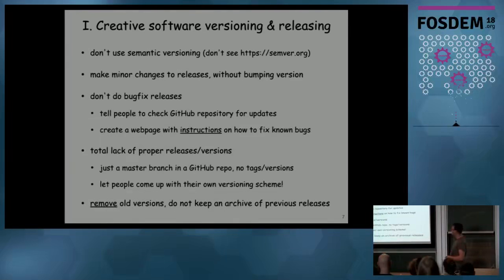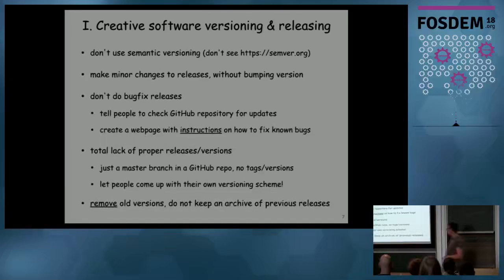Don't do any bug fix releases, so just have a release and tell people there's a GitHub repository that has all the bug fix releases. Just pull them from there and apply the patch, whatever you want to do there. Or even better, create a web page with instructions, not a patch file, but instructions on how to fix the bugs you know about. Or just don't do any releases at all. Have a GitHub repo, point people to the master branch, and tell them it's always stable, you can always use it. And let them come up with their own versioning scheme. If they want to use 1.0 or a date or whatever they want to do, they can do.